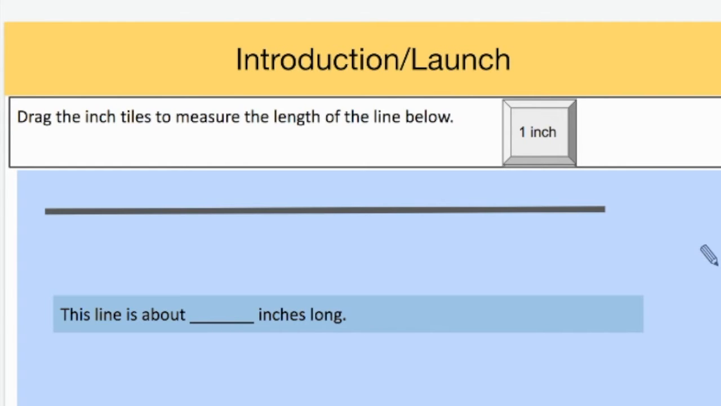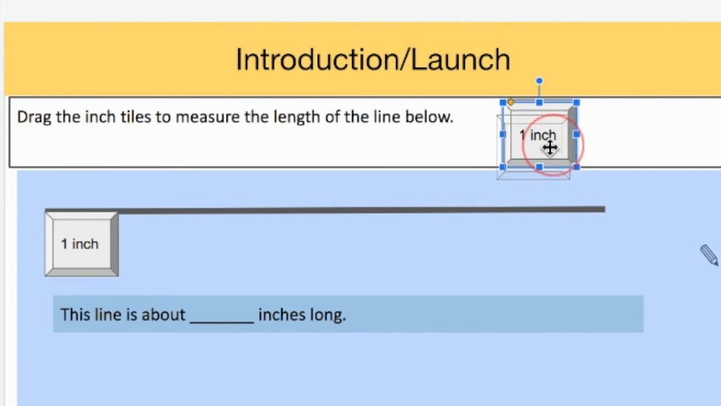One important thing to note when measuring an object is that you have to align the starting point of that object with the starting point of the line. So the start of the black line to the start of the inch tile, just like this. You can see my little red helper line is showing me that they're aligned. Then I'm going to take another inch tile and put it right next to that inch tile with no gaps and no overlaps. Again, the little red helper lines are appearing to help us.